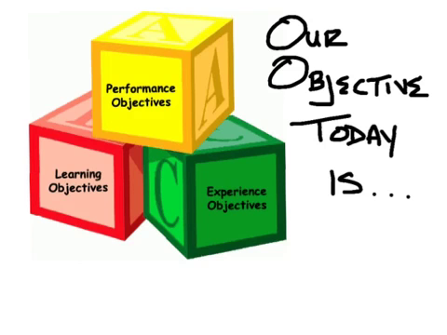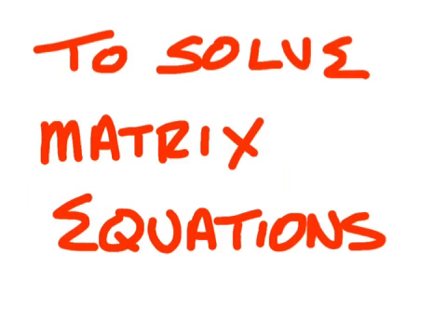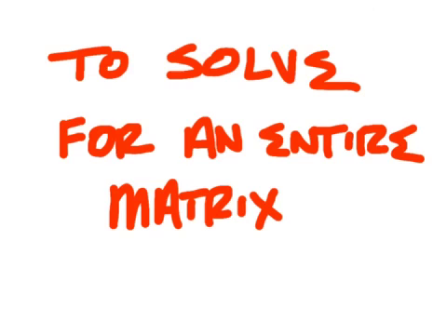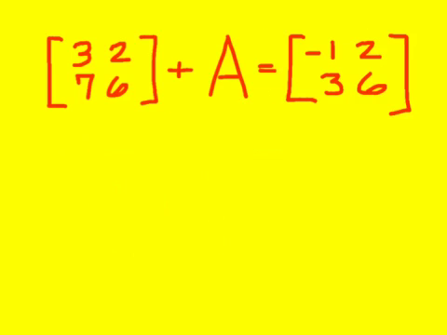Our objective today is to solve matrix equations. The specific learning target is to solve for an entire matrix. So example problem number 1. 3, 2, 7, 6 plus the unknown matrix A equals negative 1, 2, 3, 6.